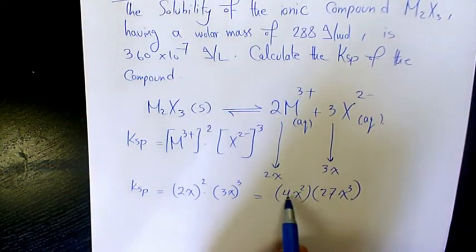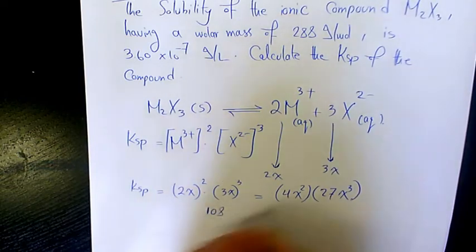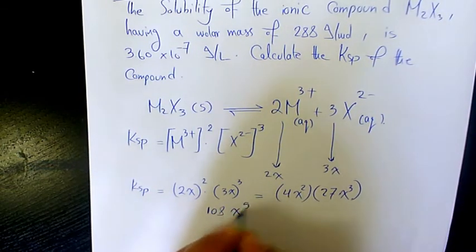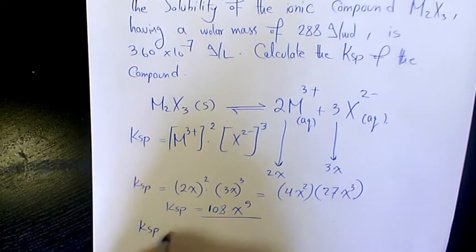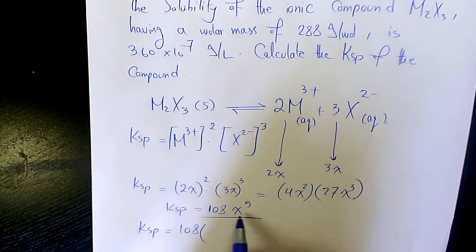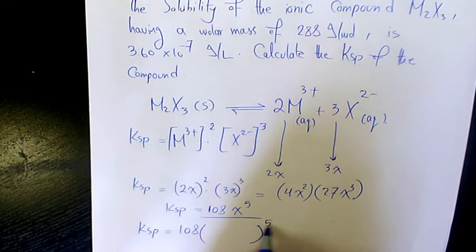So when you simplify it, 4 times 27 is 108, x squared times x cubed is x to the power of 5. That's going to be equal to Ksp. So Ksp will be equal to 108 times x to the power of 5.